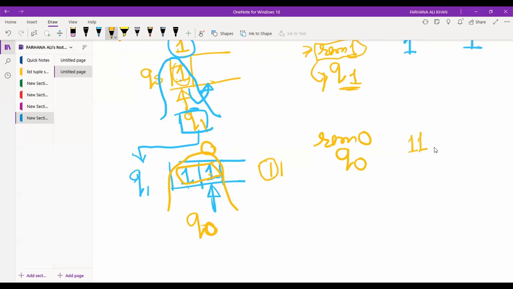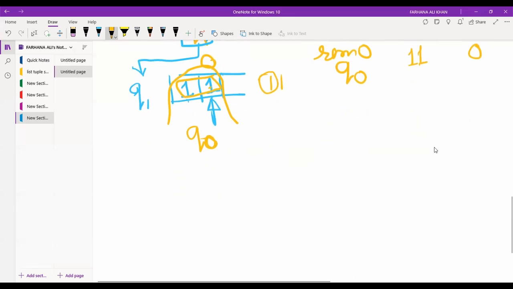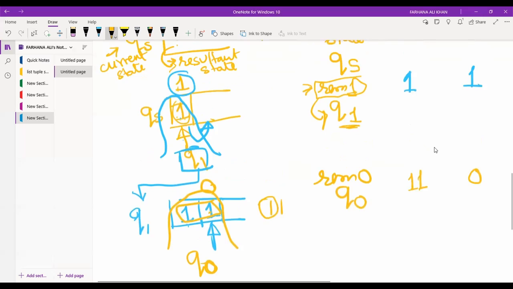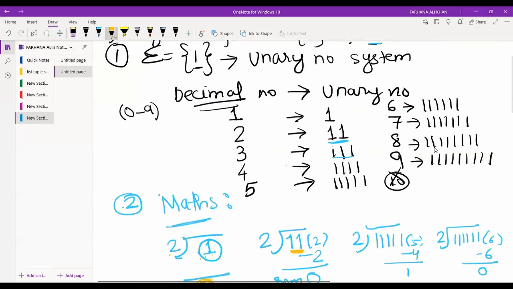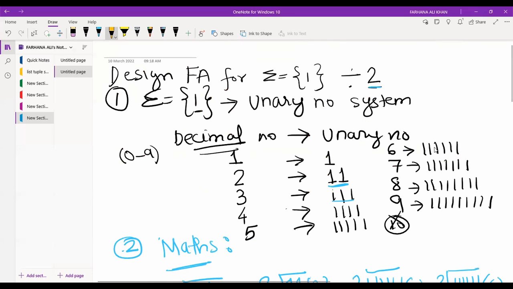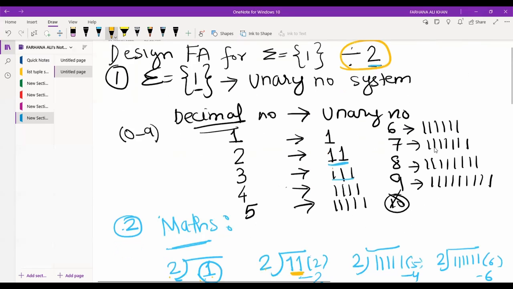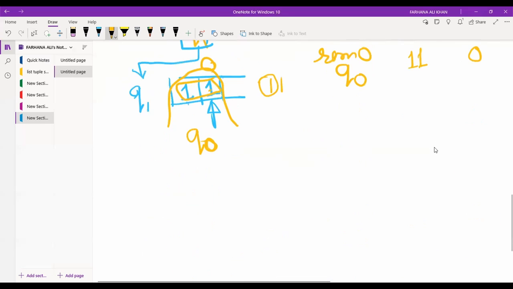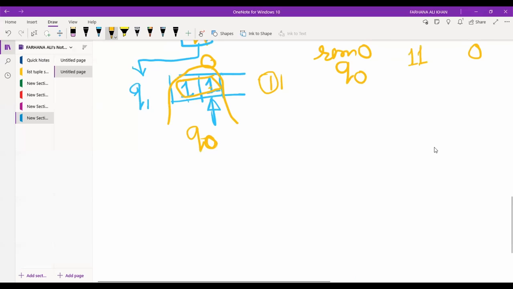What is the output of Q0? It is 0, so we are going to write that here. Now this Q0 is the resultant state, and this is according to our question. Our question was whether the number is divisible by 2, and the state Q0 represents a remainder 0. That means your number 2 is completely divisible by 2, and this is what we required in our question. So this is our solution, and this will be marked as the final state.